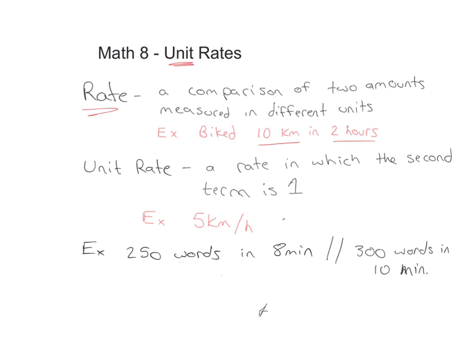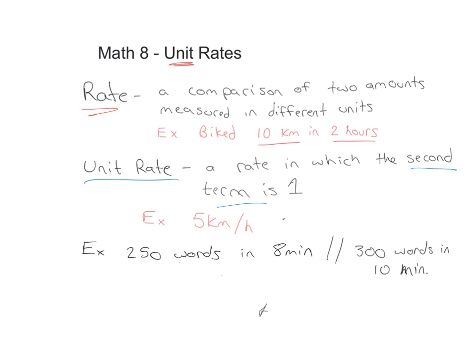Now, the second important word we're going to look at is unit rate. So we still have a comparison. It's still a rate. It's comparing kilometers and hours, or two different things with units. But the second term is always one. And you're going to be quite familiar with this. So for example, with my example where I biked 10 kilometers in 2 hours, I could write this as a unit rate. And the unit rate would be how far did I go in 1 hour.